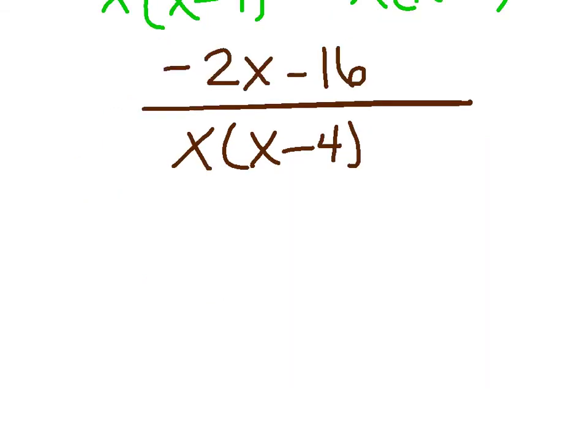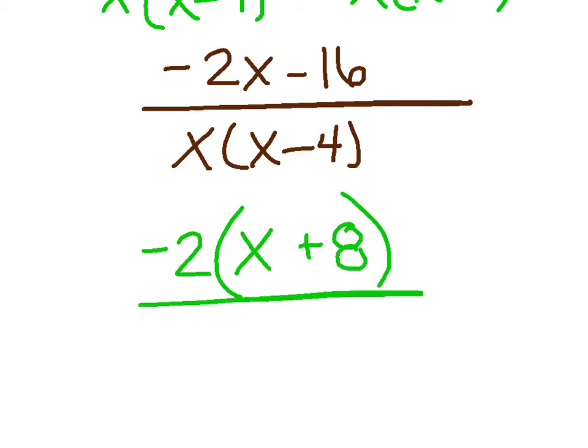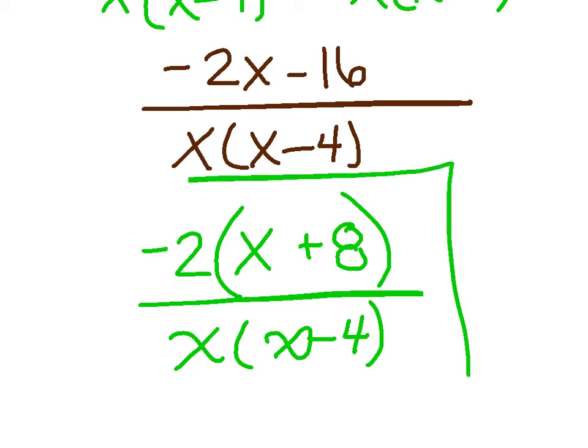Now I actually can go one step further. You'll notice that the top has a GCF. So I'm going to pull out a negative 2, and when I divide by negative 2, that's going to leave me with a positive x and a positive 8. And I've got my x and x minus 4. Now, nothing happened to cancel, but if it did, I would cancel anything I could and simplify. So this is my final answer.